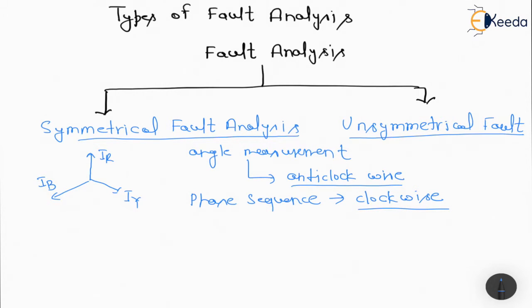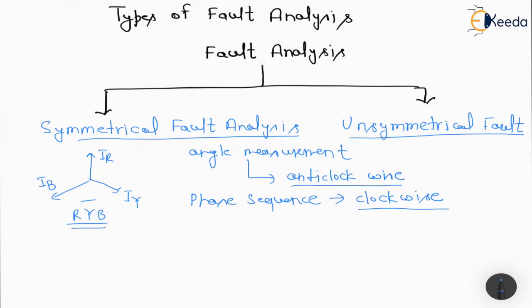So if the phase sequence is clockwise, then from the given diagram, what is the phase sequence? R, Y and B is the phase sequence of the given vector. What is the actual meaning of phase sequence? If the phase sequence is R, Y, B, then first the R phase attains its maximum, then the Y phase, then B attains its maximum, then again R, then again Y, then again B. This is the phase sequence.